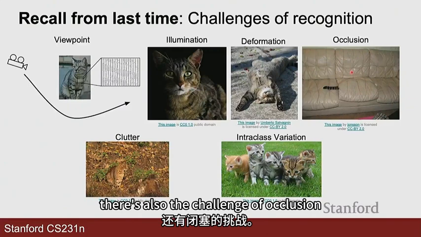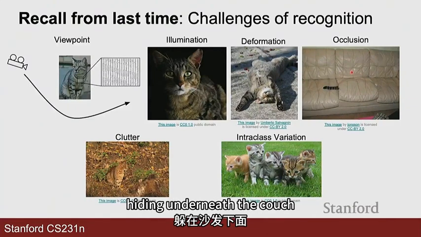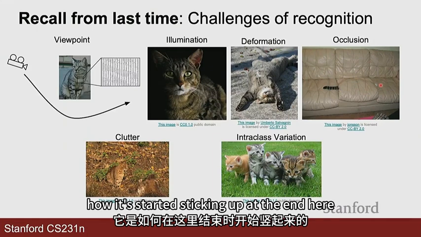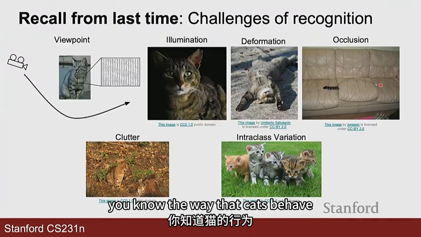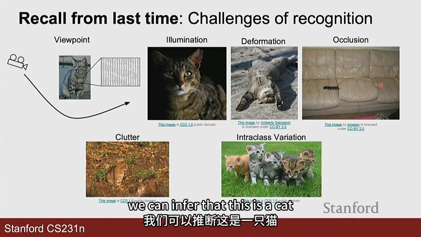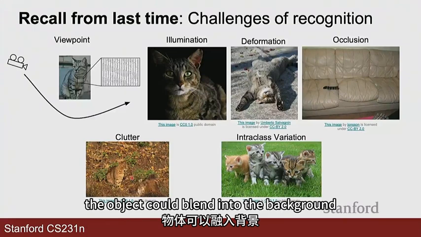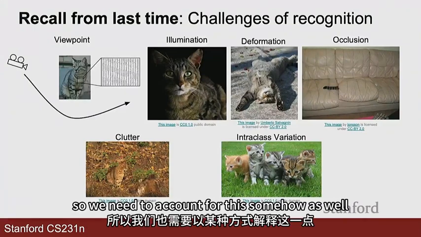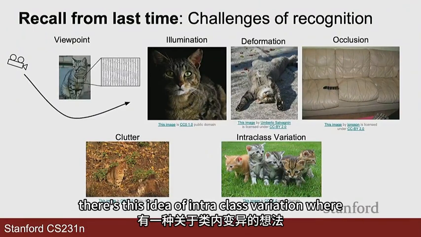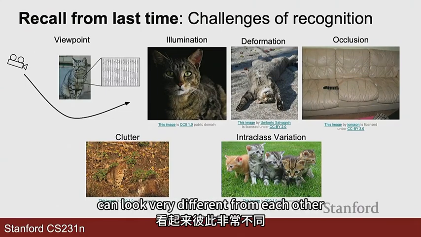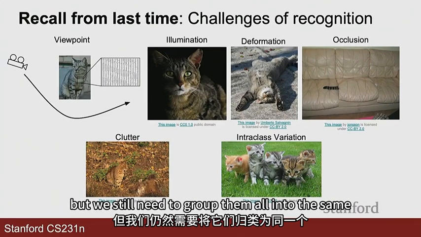There's also the challenge of occlusion. You could have a cat that's hiding underneath the couch cushions here, but we as humans can clearly tell this is a cat because of the tail, how it's sticking up at the end here, and the way that cats behave. We can infer that this is a cat. You'll also have things like background clutter, where the object could blend into the background. So we need to account for this somehow as well. And finally, there's this idea of inter-class variation, where different objects in the same category can look very different from each other, but we still need to group them all into the same category.